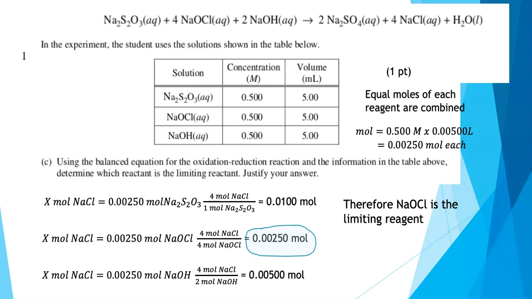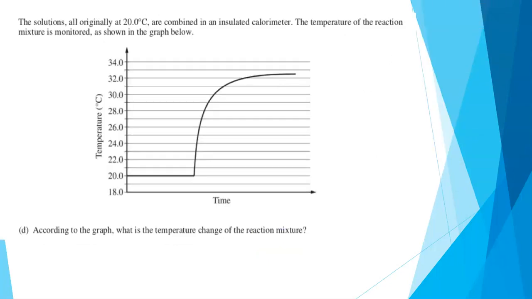Okay, so the solutions, all originally at 20.0 degrees Celsius, are combined in an insulated calorimeter, and the temperature of the reaction mixture is monitored as shown in the graph below. According to the graph, what is the temperature change of the reaction mixture? This was a 1 point problem. Again, it was pretty much all or nothing. Either you got the point or you didn't.